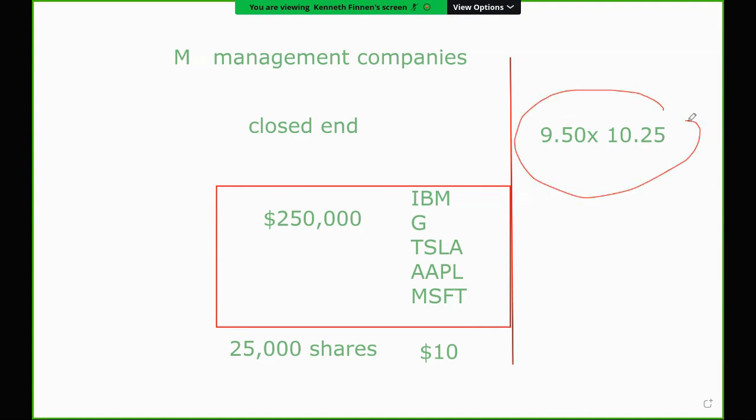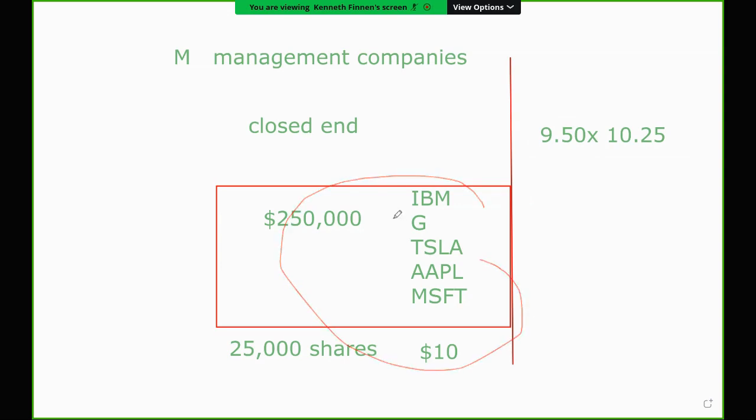Now remember, with a mutual fund, you buy at 10 in the morning, I buy at 2 in the afternoon, we get the same price. On a closed-end fund, it trades in the market. So if you buy at 10 in the morning and I buy at 2 in the afternoon, we'll most likely get different prices. And you can buy it on margin, you can sell it short, you can trade it just like a stock. That's a closed-end fund.